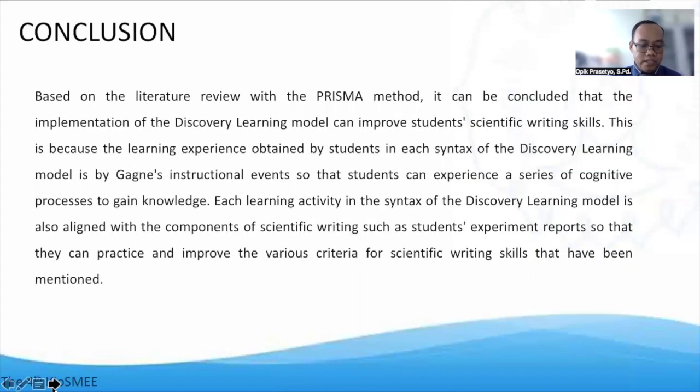Okay, the last one is the conclusion. So, based on the literature review with the PRISMA method, it can be concluded that the implementation of the discovery learning model can improve student scientific writing skill. This is because the learning experience obtained by the student in each syntax of the discovery learning model is related to the cognitive instructional event, so that the student can experience a series of cognitive processes to gain knowledge. Each learning activity in the syntax of the discovery learning model is also aligned with the component of the scientific writing, such as the experimental report, so that they can practice and improve the various criteria for scientific writing skills that have been mentioned.